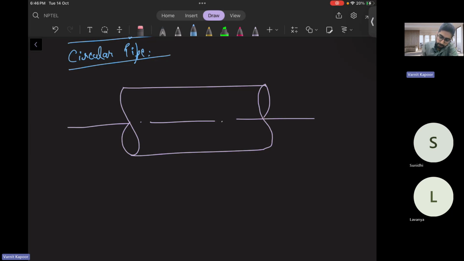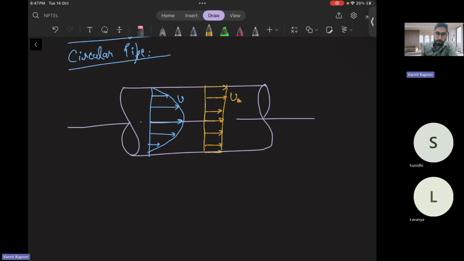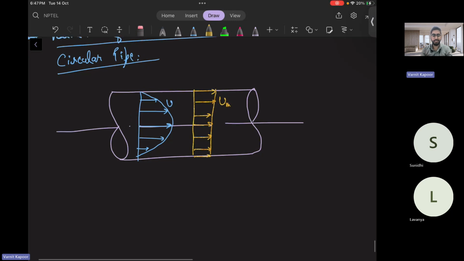Okay, we know that the actual velocity profile distribution somewhat looks like this, and my mean velocity profile distribution looks like this. So mean velocity is basically defined for discharge. Mean velocity is defined for discharge analysis.